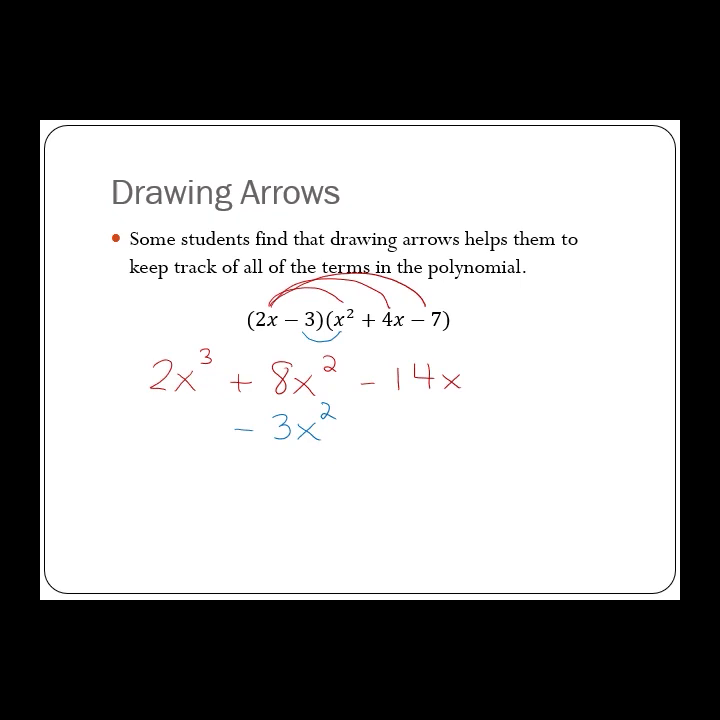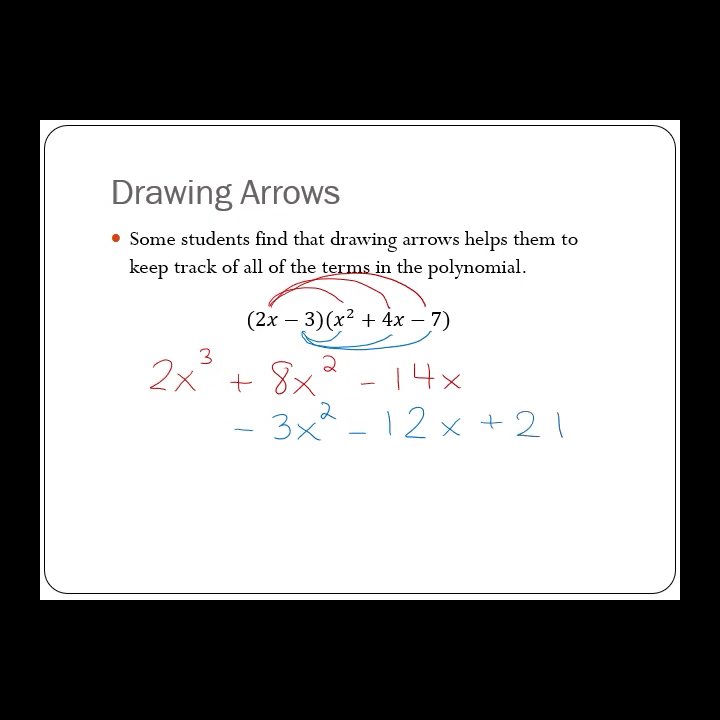I like to write it up with like terms, so I know what I'm going to have to combine later. You can just write it on the end if you want. Negative 3 times 4 is negative 12x. And then negative 3 times negative 7 is positive 21.